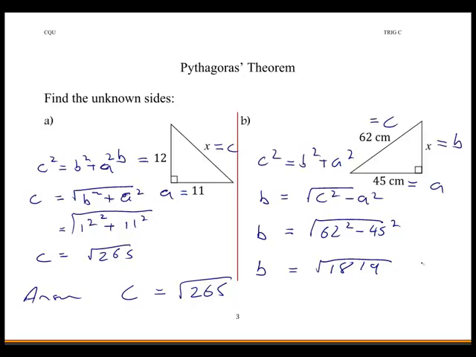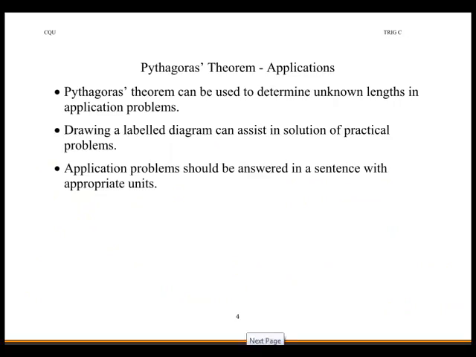Now once again, when you put it in the calculator, it's fine to give it as a decimal. Just use your common sense on how many decimal places. There's no marks in that, as long as you don't go overboard. Okay, so there we are, there's the answer. So Pythagoras' theorem, we can use it for solving problems.